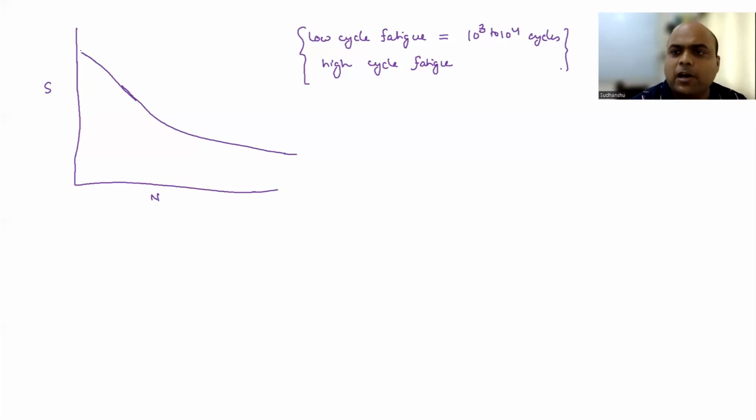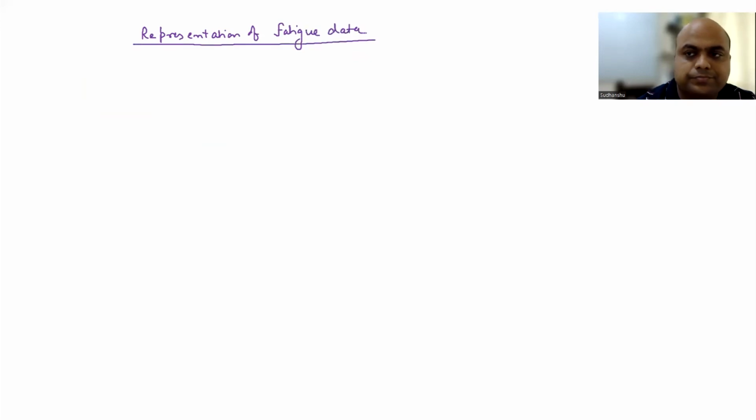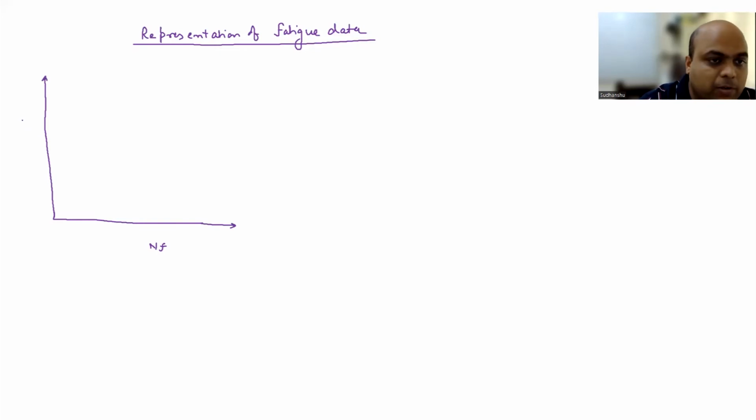Now let's talk about how you represent S-N curves. This is the representation of fatigue data. You have N_f on the x-axis, and we are plotting sigma max on the y-axis. Let's say you have done experiments at different R ratios: R equal to plus 0.3, R equal to 0, R equal to minus 0.3, and R equal to minus 1.0.